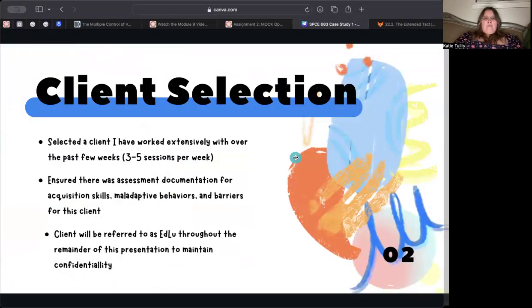So for the client selection process, I selected a client I've worked with extensively over the past few weeks. We have about 3 to 5 sessions together per week, and I ensured that there was assessment documentation for acquisition skills, maladaptive behaviors, and barriers for this client. The client will be referred to as EdLu or the client throughout the remainder of the presentation to maintain his confidentiality.